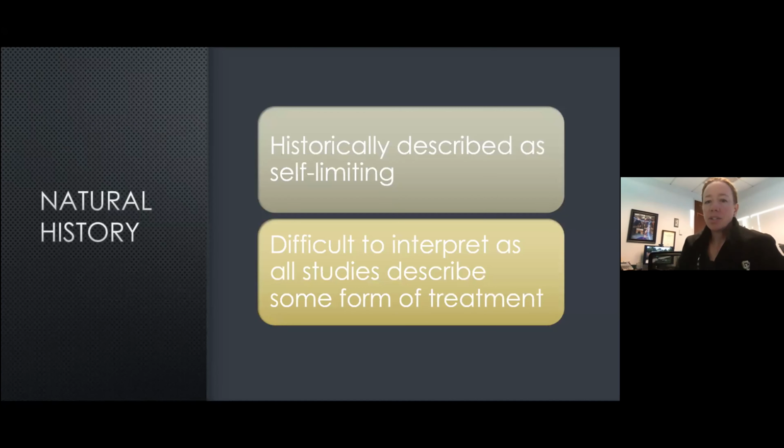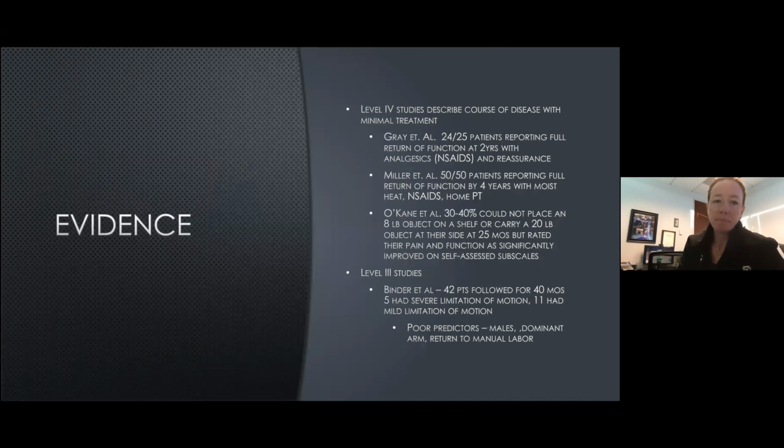So the natural history historically has been described as self-limiting, but that's pretty difficult to interpret. Most studies that you look at will describe some type of treatment, so it's rare that we just leave people alone and do nothing. So it's difficult to know if that's actually effective treatment, but historically it has been described to be.